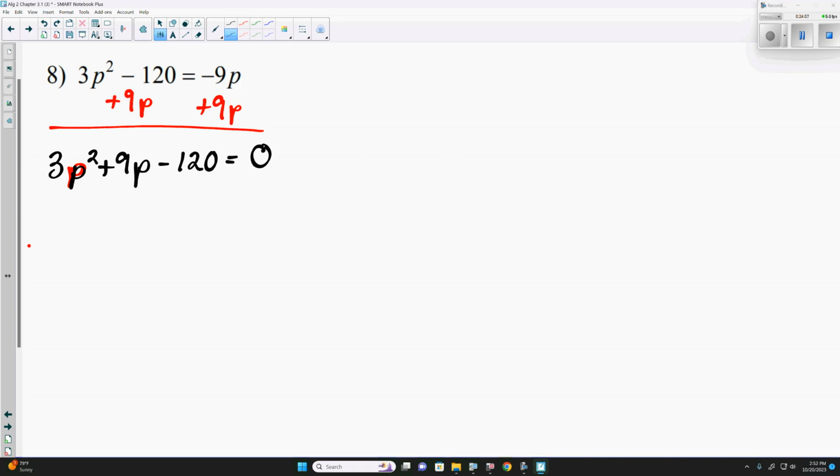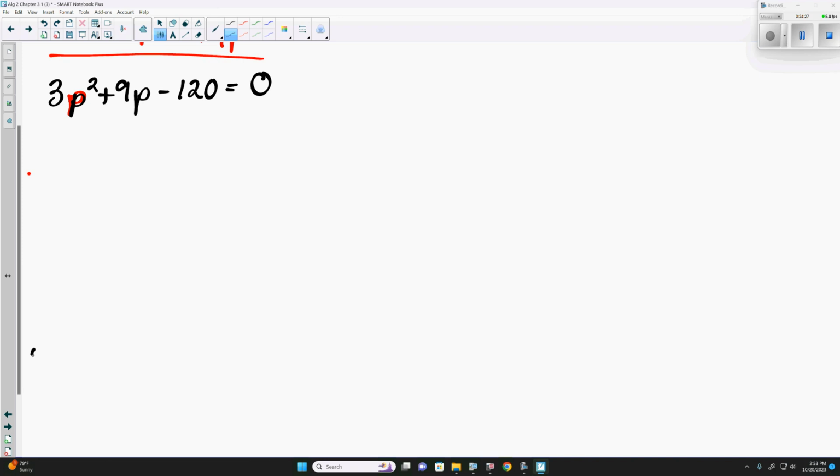It'll help. We put them in alphabetical order and then order by powers. So the p squared, the biggest power, goes first, p to the first goes second, and our constant term goes last. And it does help, especially with factoring, because our first step in factoring is the greatest common factor, which order really doesn't matter for. There's a greatest common factor of 3, which would give us p squared plus 3p minus 40.